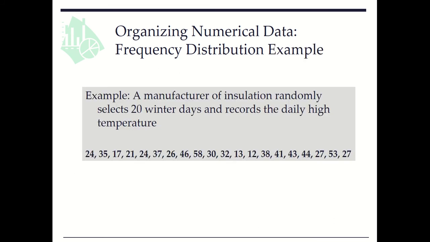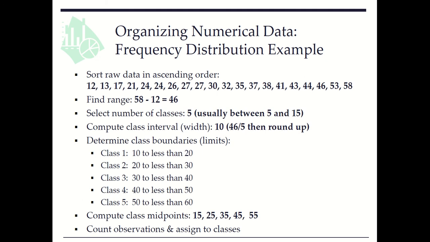So we see an example here. We have 20 days of temperature data. First, we sort the data in ascending order from 12 to 58. Then we can find the range is 46. Let's select the number of classes as 5, and then we can compute the class interval: roughly 46 divided by 5, rounded up. We have 10 here. Then we determine class boundaries.